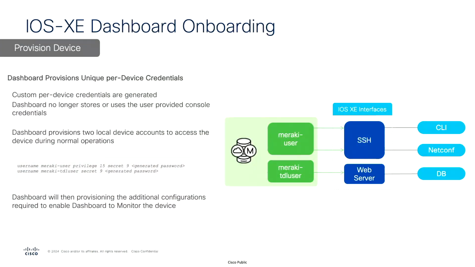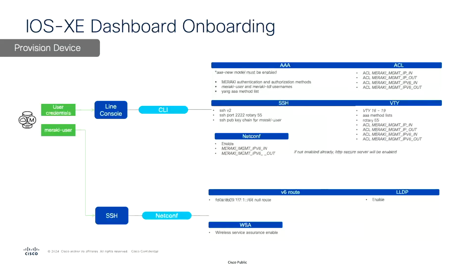So we will put a couple of usernames on the box. One's the Meraki user that's used for SSH, CLI, and NETCONF. Another one you'll see on the box is the Meraki-TDL user that you'll see accessing the web server interface to pull data from telemetry.